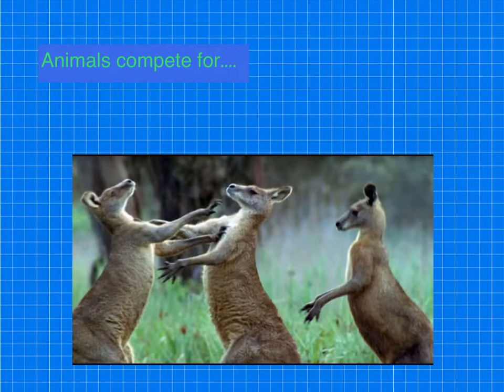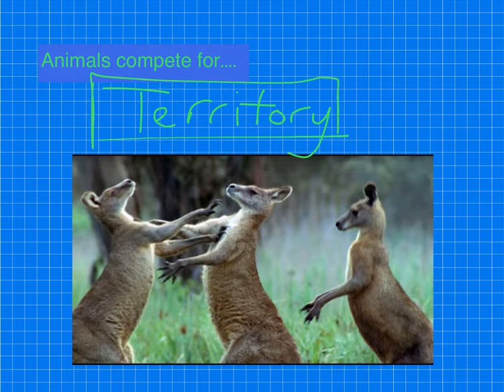The final thing that they will compete for is territory. What I mean by territory is an area or zone within which they can protect those particular resources. So for example, food and mates, they will have their own territories. Giving you an example in your own back garden, the robin has its own territory, and it will protect its territory from other robins.